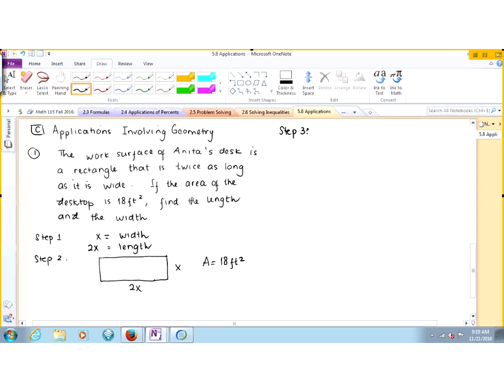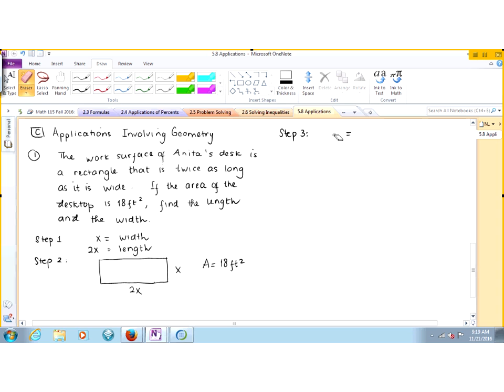Okay, good. Now we could combine our knowledge. We know the area. So what's my equation? What is it? So length times width. Remember, for area, the formula is length times width is equal to 18 feet square. What is the length? 2x times x is equal to 18. So 2x squared is equal to 18. What is x squared?